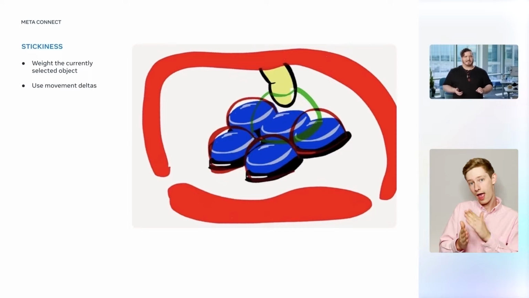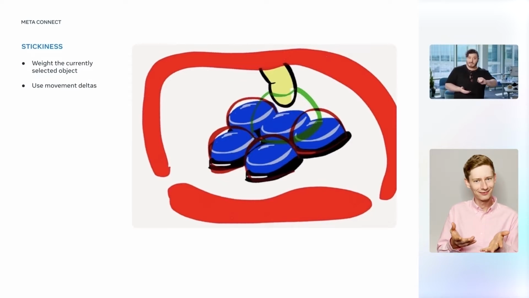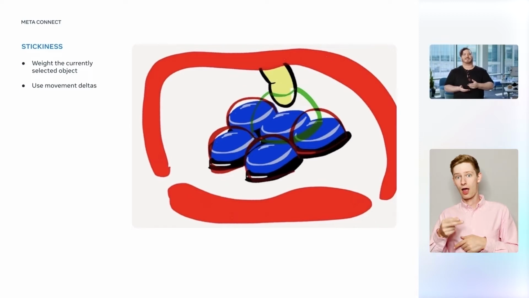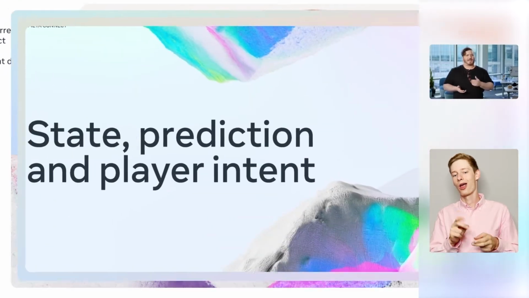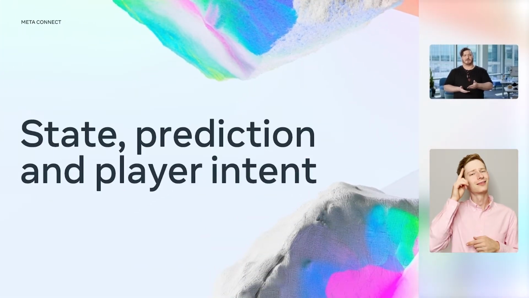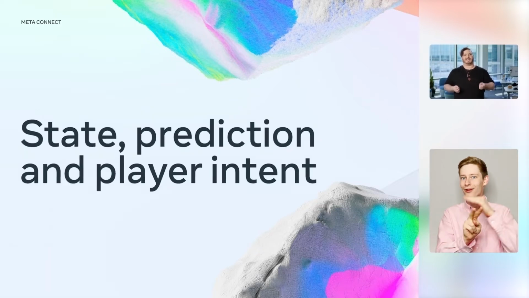If an object is selected and the delta seems small, stay in the selected object. See a big delta? That's probably the user trying to select something else, and you can reduce the amount of additional weight applied. We can take this design philosophy even further by trying to predict what the user is trying to do, for which we can rely on game state.